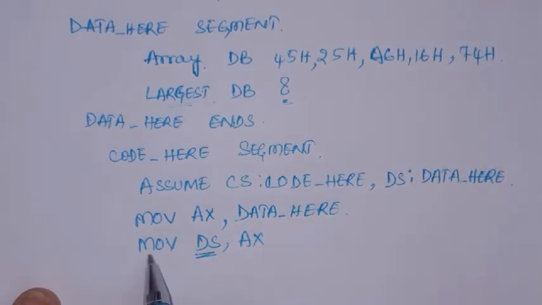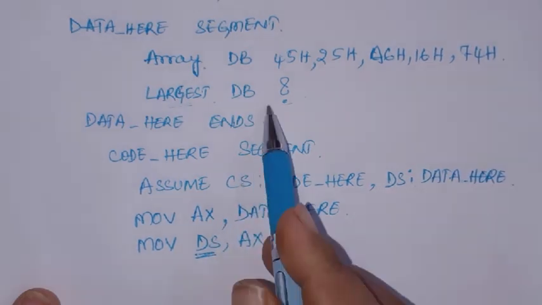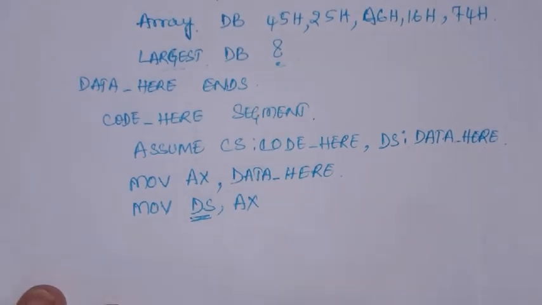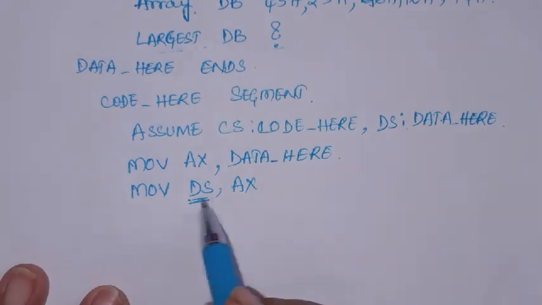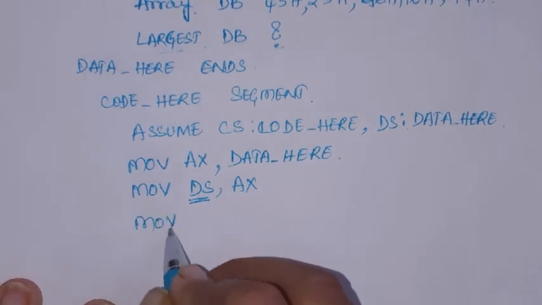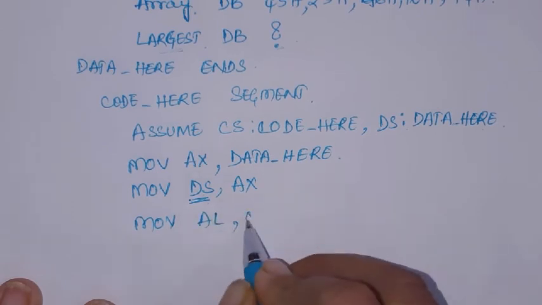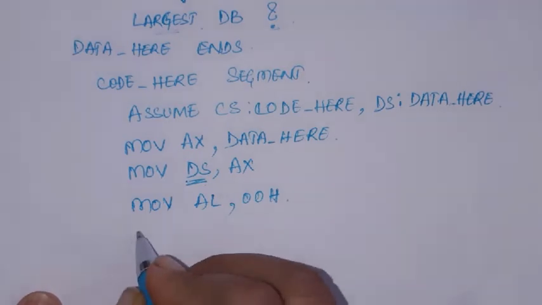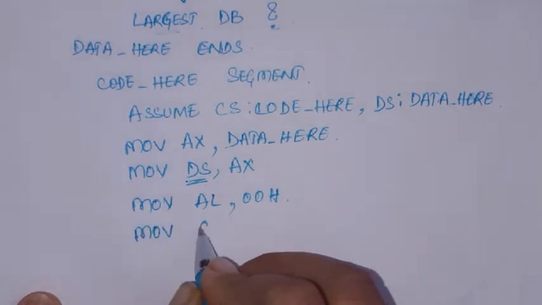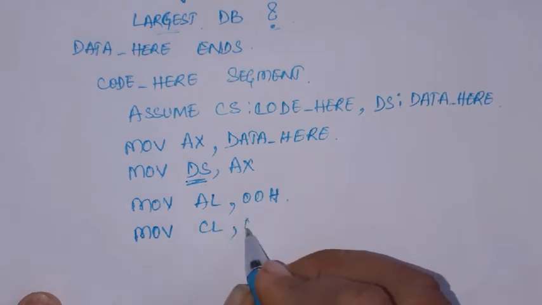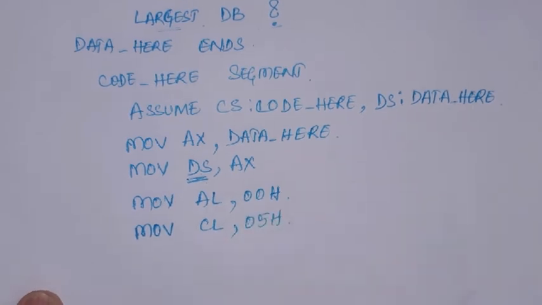With this instruction, you are telling that this is the data segment to be referred to for the program which we are writing here. That address is loaded to the data segment register. Now move, initialize the AL register with the smallest number, that is 00H. Then move the counter register, we need one counter register CL, with 05H.